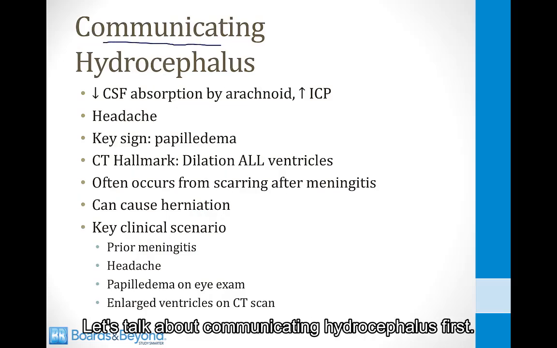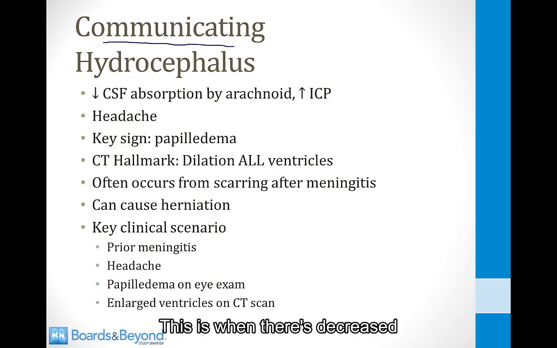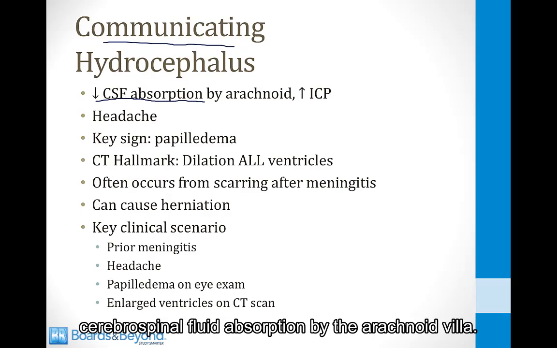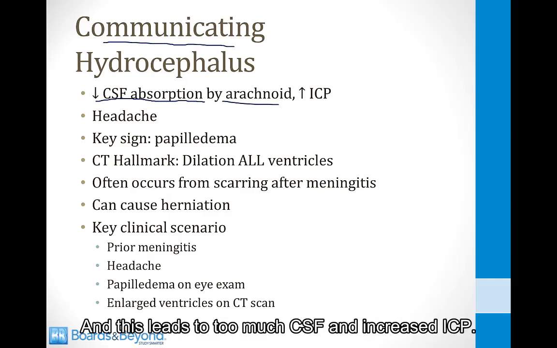Let's talk about communicating hydrocephalus first. This is when there's decreased cerebrospinal fluid absorption by the arachnoid villi, and this leads to too much CSF and increased ICP.